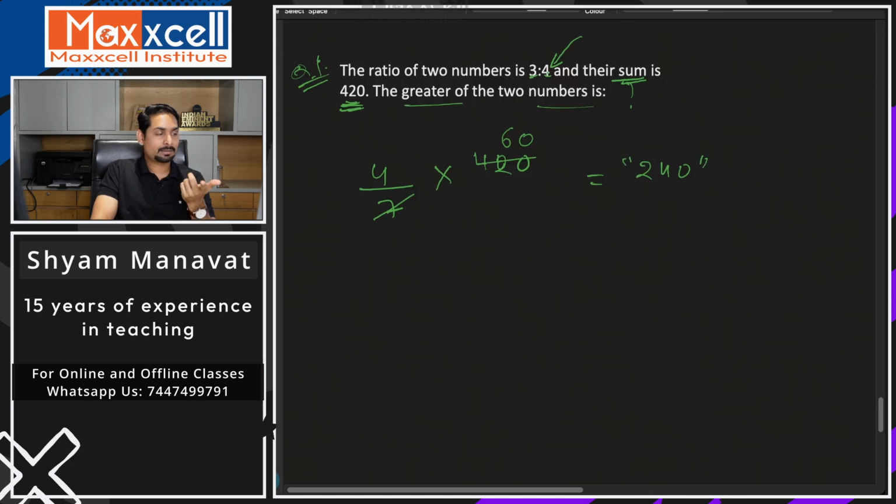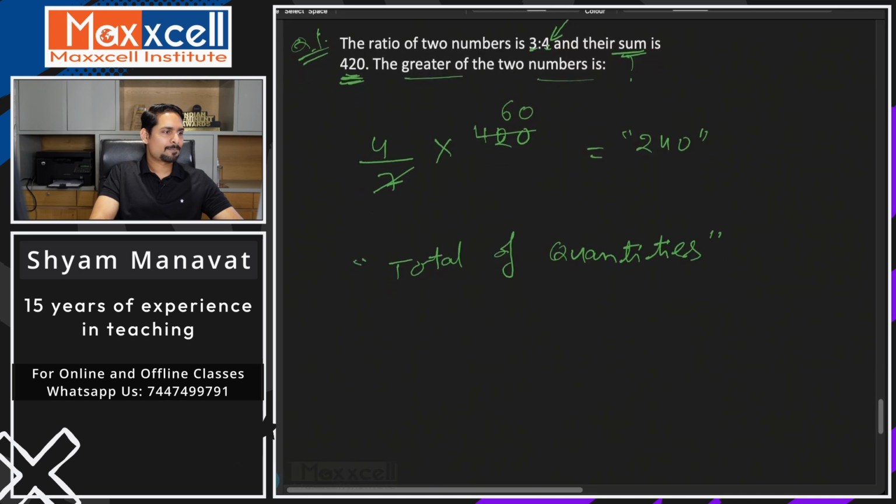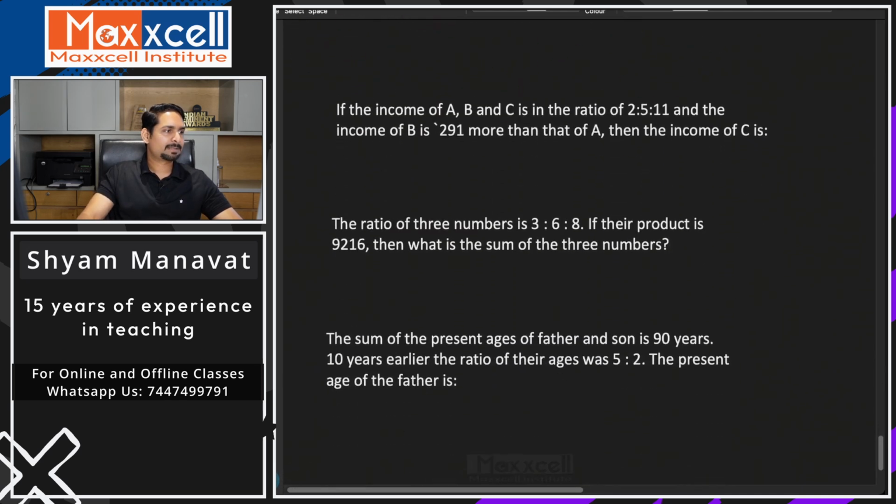How did I know that the portion method will work faster? If you have been given the total of the quantities, that will work faster. Usually. Exceptions are always there, but this is what I suggest. Let's see the second question.